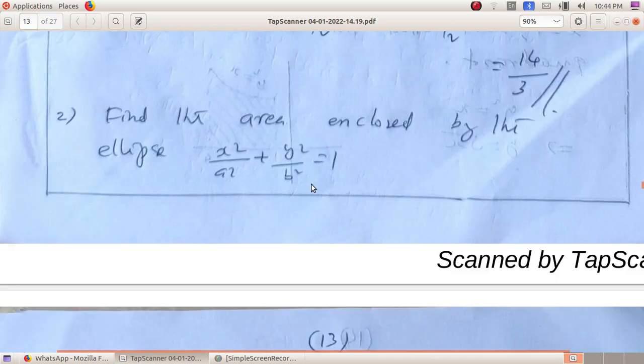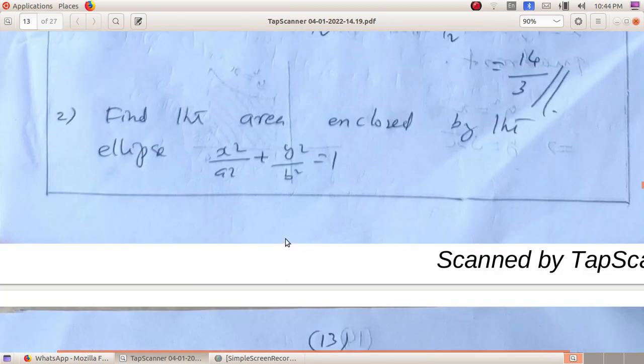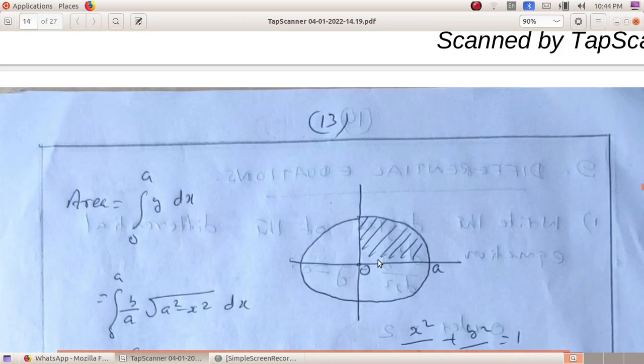Find the area enclosed by the ellipse x square by a square plus y square by b square equal to 1. So this is our ellipse, and this is the origin 0, and this is a on the x-axis. So when we integrate from 0 to a, only this shaded part will be obtained. Then the final answer into 4 means total area. Okay, there are 4 places, right? Area means what? Integral from 0 to a y dx.